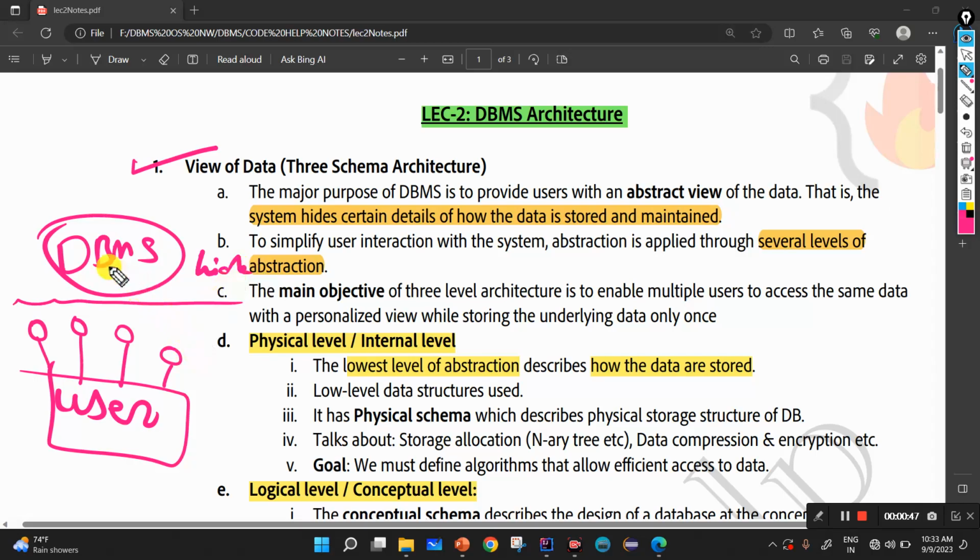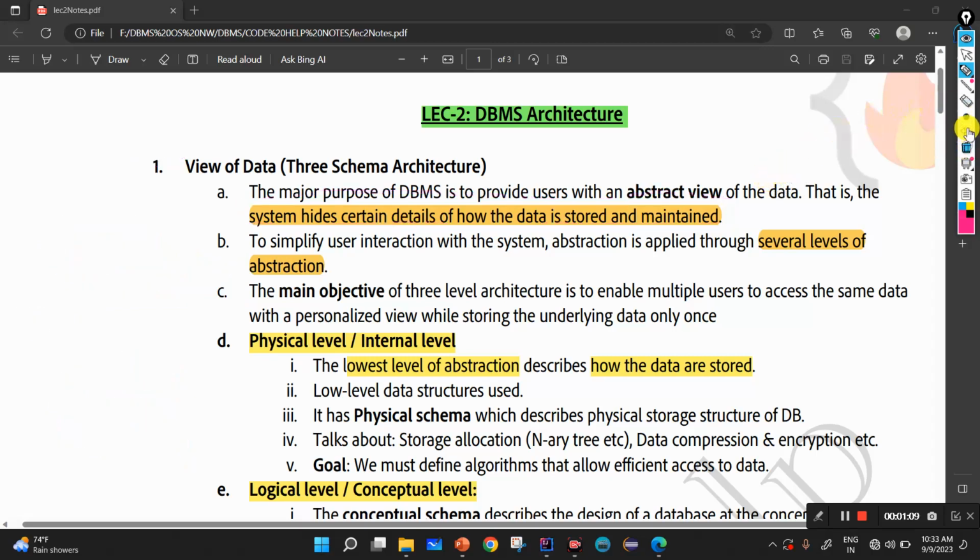In order to make it simple and hide the irrelevant information from the user's point of view, we use what is called view of data or abstraction. So the system hides certain details of how data is stored and maintained. This is the major purpose of our DBMS and view of data. Okay, so this is our first point.